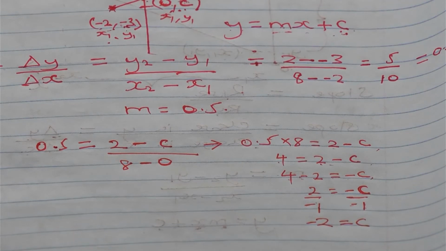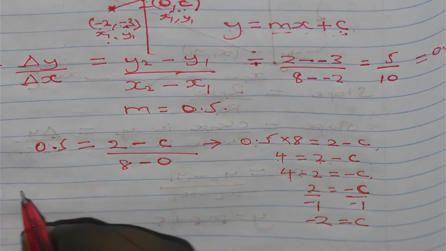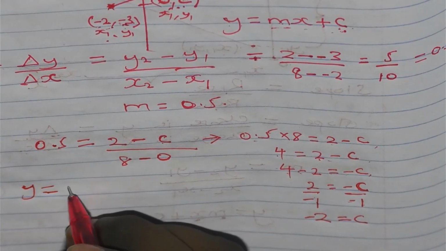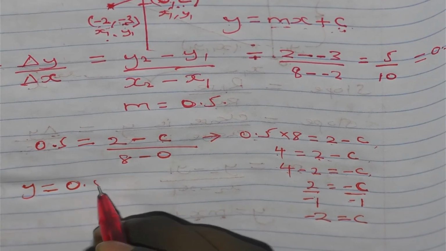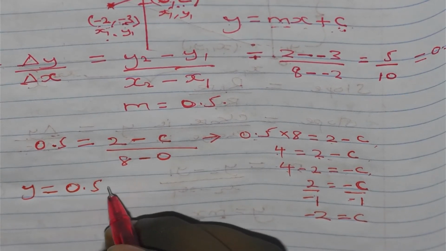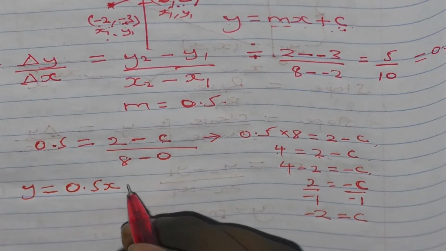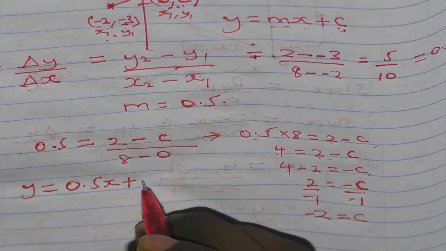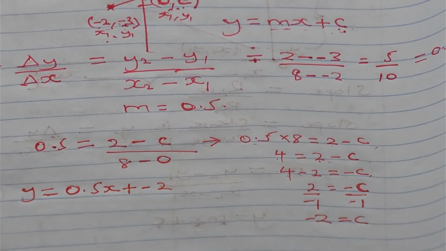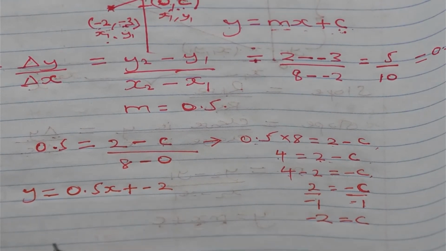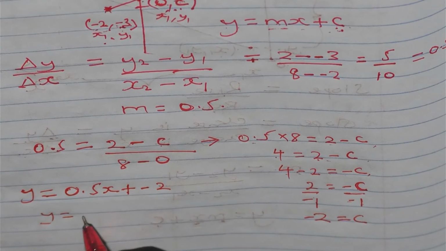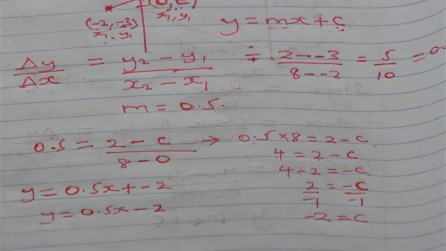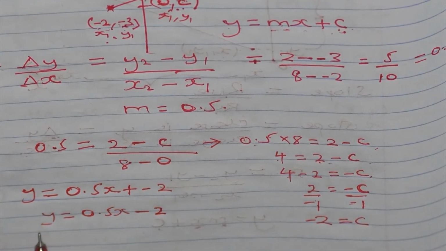So it means we can now rewrite our equation, which is y is equals to m, m is 0.5, x plus c. c is negative 2. Okay? A plus and a minus gives you a minus. So y is equals to 0.5x minus 2. So this is the general formula of the equation.